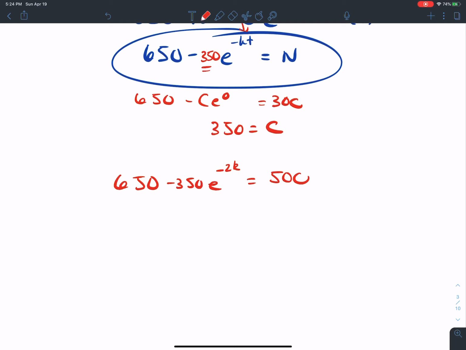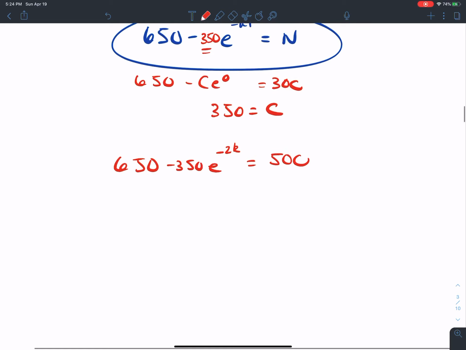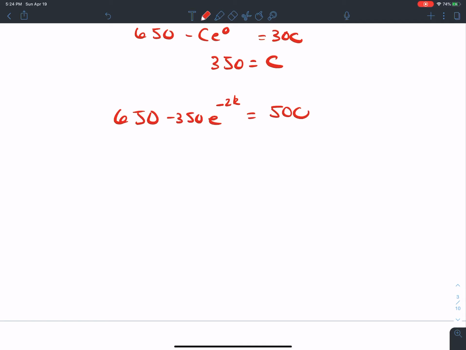So then here what we're going to be doing is obviously solving for k. So we'd subtract 650 and divide by negative 350. We're going to take care of that kind of in one step and just represent that as a fraction, 3/7. So we would get e to the negative 2k is equal to 3/7. And then we use the natural log. So negative 2k is equal to the natural log of 3/7.